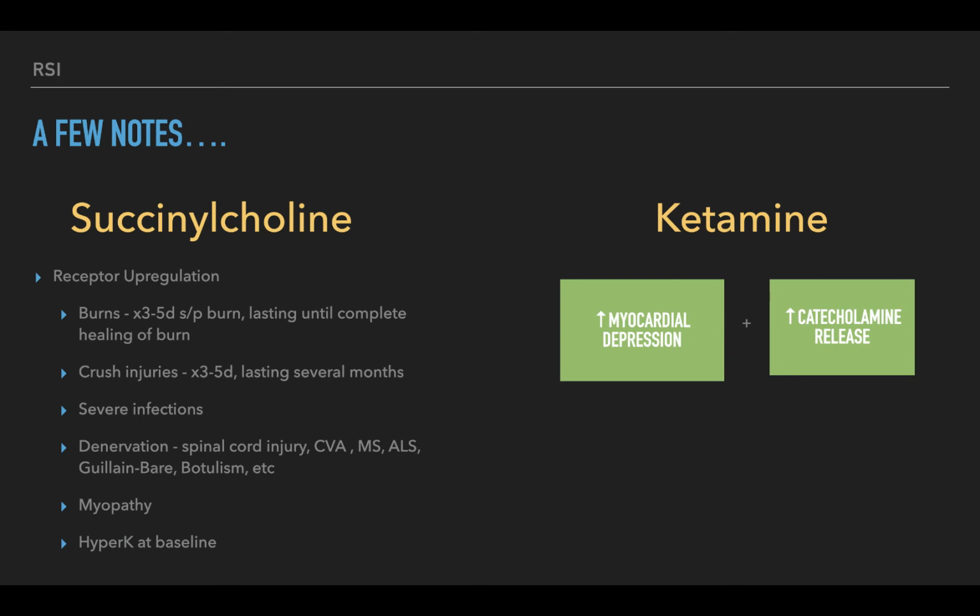Same thing goes for crush injuries. Initially, acutely, it's fine because the body hasn't had time to upregulate those receptors. Severe infections that have been going on for a while, and then something like denervation, so like chronic spinal cord injuries, chronic strokes, multiple sclerosis, ALS, Guillain-Barré, all that stuff that has been going on long enough in the body for it to be able to upregulate its acetylcholine receptors. So that's why we need to be careful with succinylcholine in that particular type of patient.